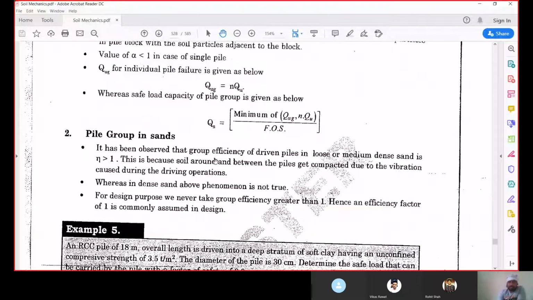Whereas in dense sand, the above phenomenon is not true. I have taught you earlier in my shallow foundation class also that stiff clay is equal to your dense sand, right? So in case of stiff clay or dense sand, this phenomenon is not true. For loose to medium sand, this is true. For design purposes, we never take group efficiency greater than 1, hence an efficiency factor of 1 is commonly used in design, right? So whenever we are designing the pile, we take group efficiency equal to 1. We cannot take this lesser than 1 or greater than 1, right?